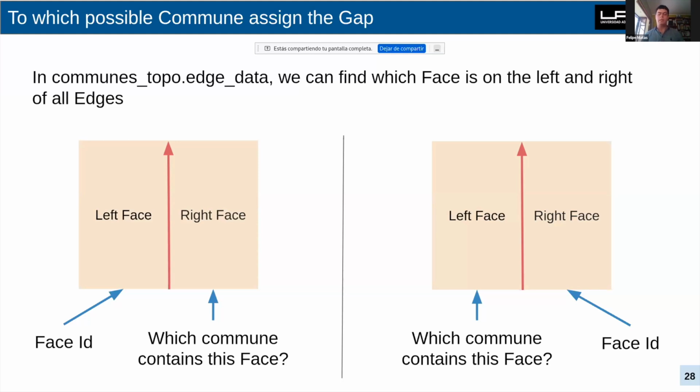And we will do the same, but instead of picking from the face on the left, we will ask from the face on the right and get which communes are on the left side. With this table, for any gap, we can find all the neighborhoods, all the neighboring faces.